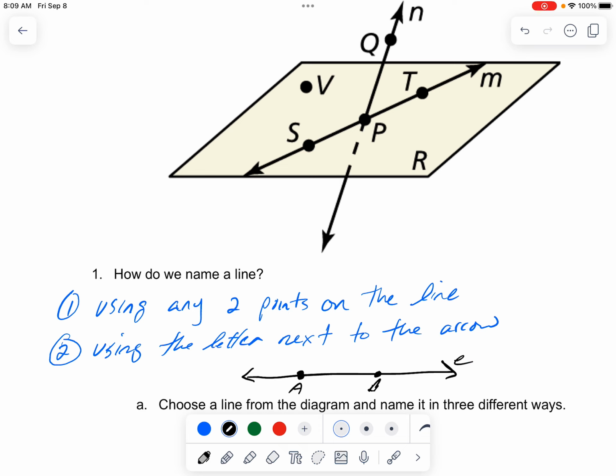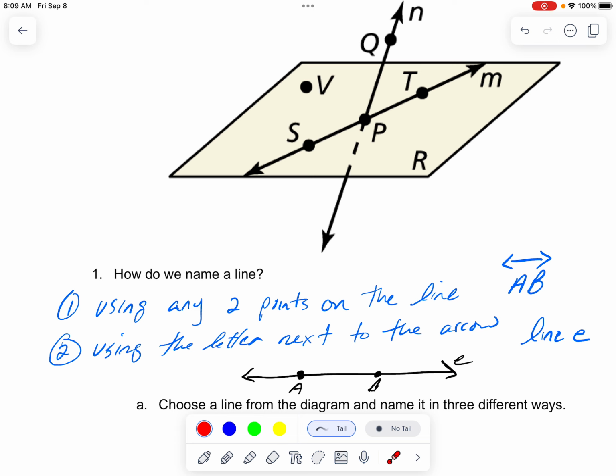So there are two different ways that I could name this line. I could call it AB. And it's really important we use this notation with the line over top. We could also reverse that and call it BA. Order doesn't matter. Or we could say line E, because we have that E right next to the arrow. So 2 points or this here.